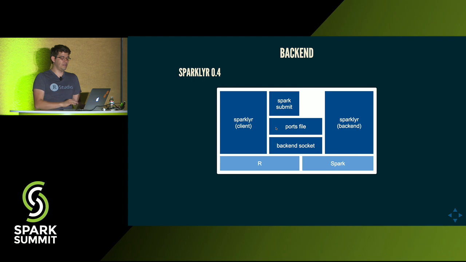So the next step would be for Sparklyr to read that file, which specifies the ports on which the backend is running, and then it opens a socket and connects to the backend. All the communication is done in a binary format, mostly for performance reasons. So I think this covers the big topics: Spark Submit saves a file that Sparklyr reads and then communicates back using sockets.